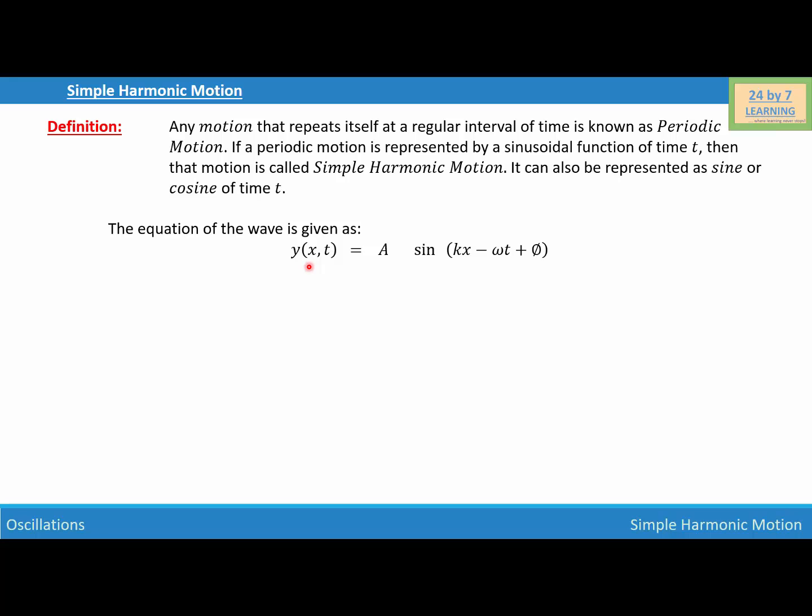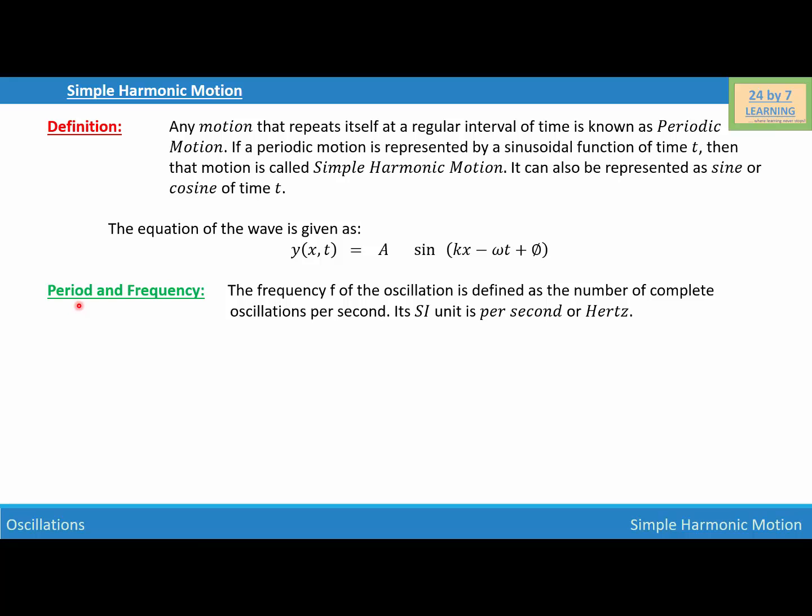Now we are going to talk about some basic terms that we need to know in order to define a simple harmonic motion. The first term that we need to know is period and frequency. The frequency f of the oscillation is defined as the number of complete oscillations per second. Its SI unit is per second or hertz. Let the time to complete one oscillation be T, then the frequency is defined as f = 1/T, because frequency is 1 over the time period.